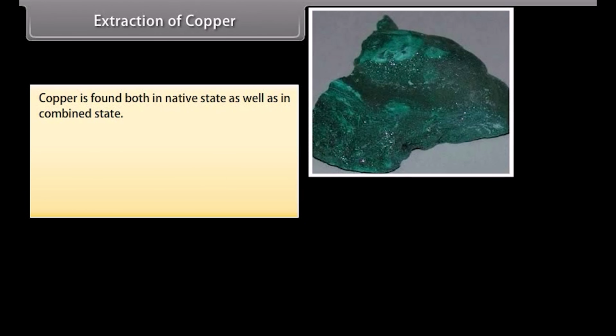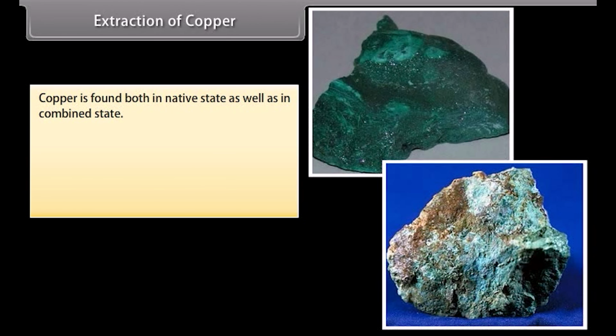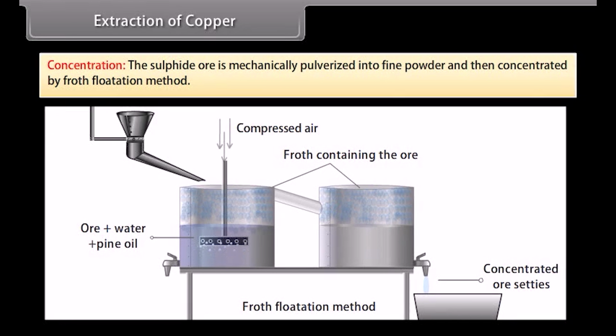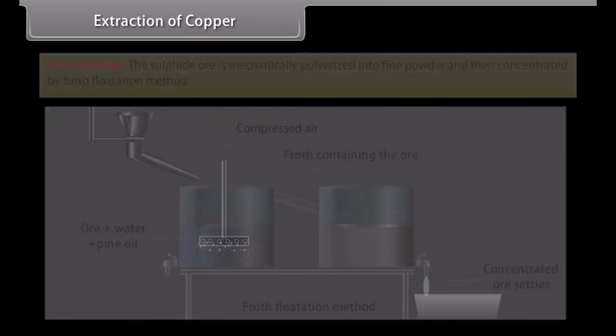Extraction of copper. Copper is found both in native state as well as in combined state. The main occurrence of copper is as sulphides, oxides, and carbonates. The important steps involved in the extraction of copper are: Concentration. The sulphide ore is mechanically pulverized into fine powder and then concentrated by froth flotation method.